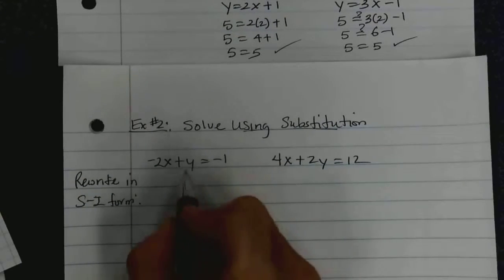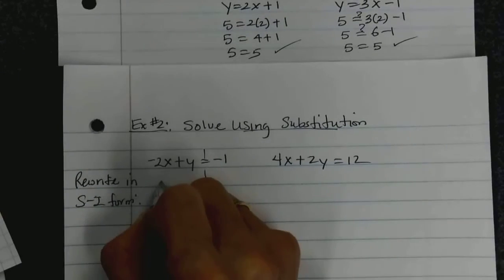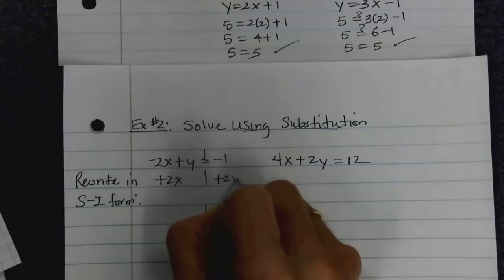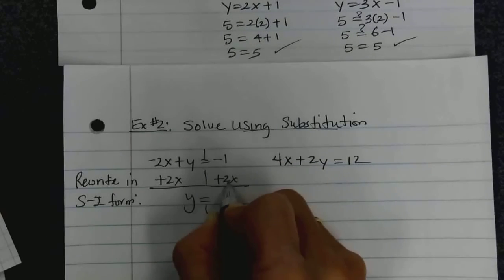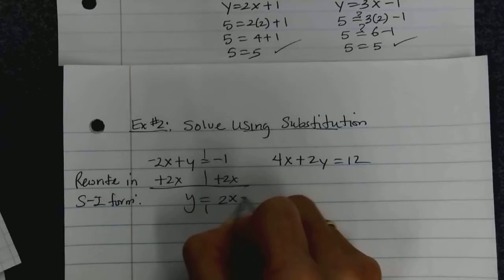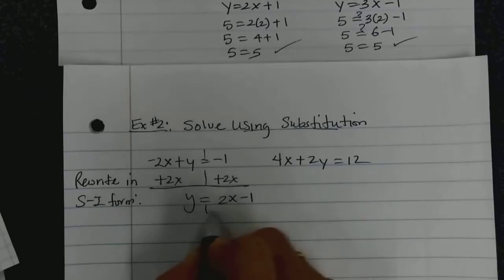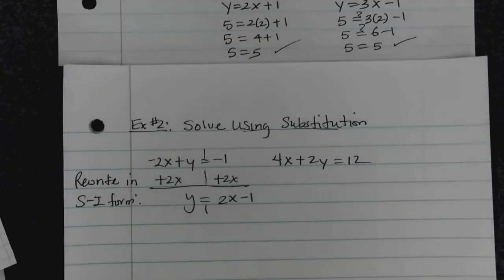And I choose this one because all I have to do is get y by itself. I would add 2x to both sides. So y equals 2x minus 1. This is positive, so 2x, and then that's minus 1. So now I have one equation in slope-intercept form.